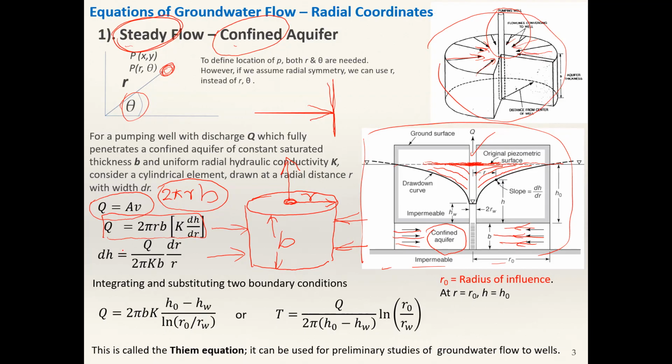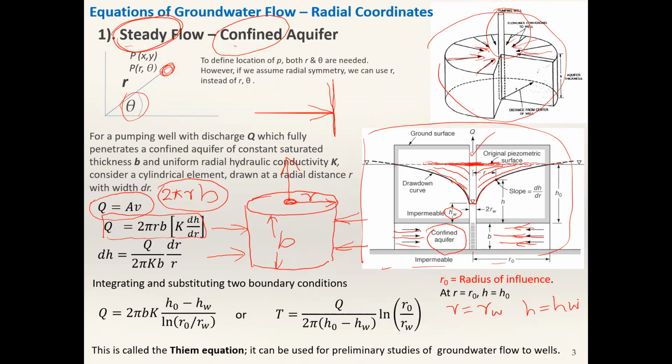Here, we can consider two boundary conditions. The first one is, what is the head at this pumping well? You see, the drawdown has now become steady. So at this point, the head is HW. So our first boundary condition is when R is equal to RW. What is RW? That is the radius of the well. When R is equal to RW, H is equal to HW. That is our first boundary condition.